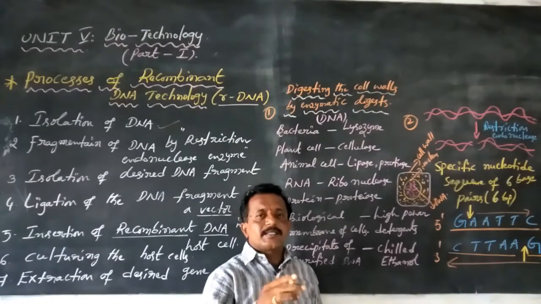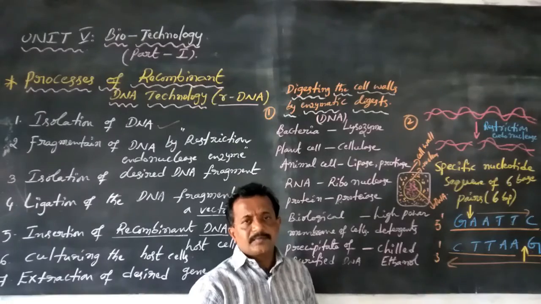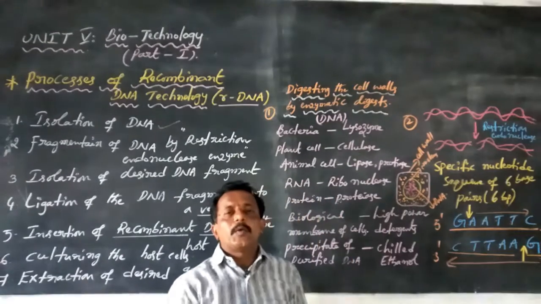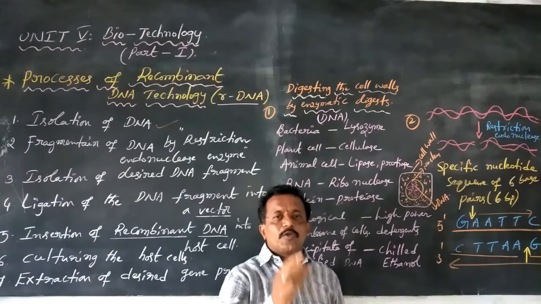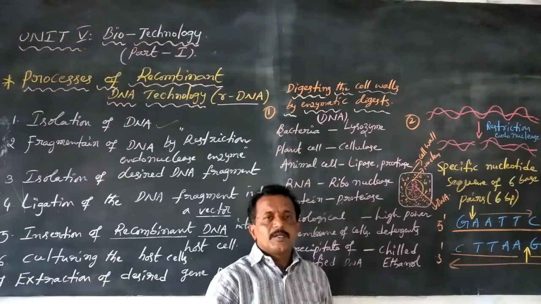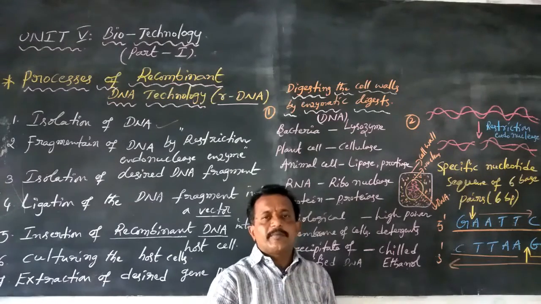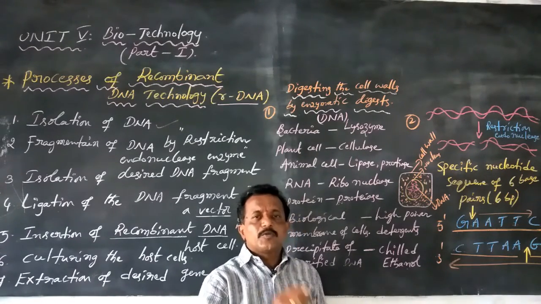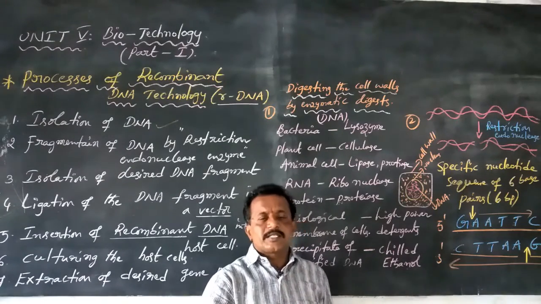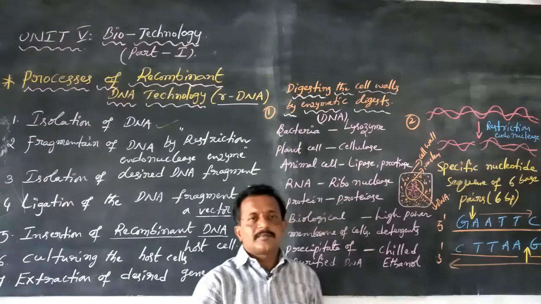This nucleus contains two types of nucleic acids: one is DNA and the other is RNA, that is deoxyribonucleic acid and ribonucleic acid. In most organisms, DNA acts as the genetic material, and RNA acts in protein synthesis, making protein materials.